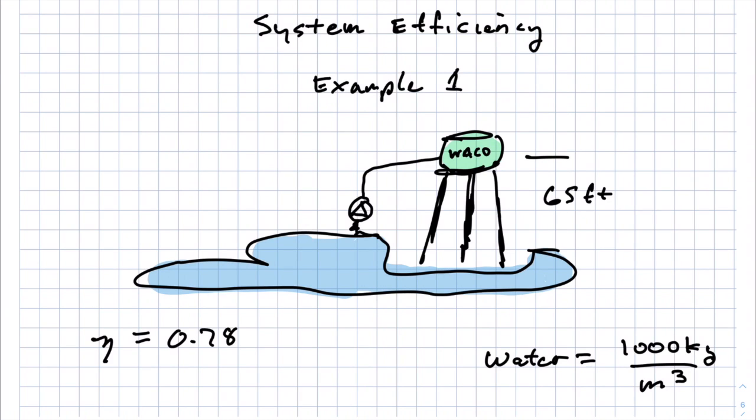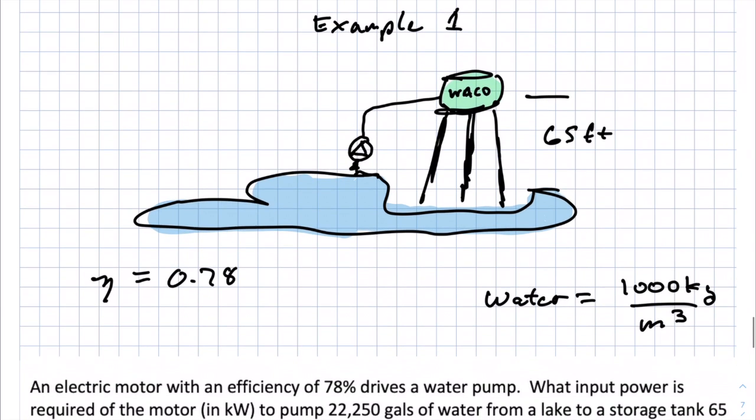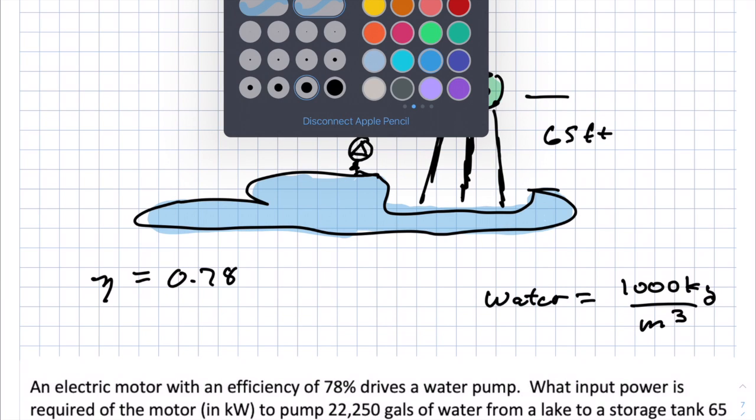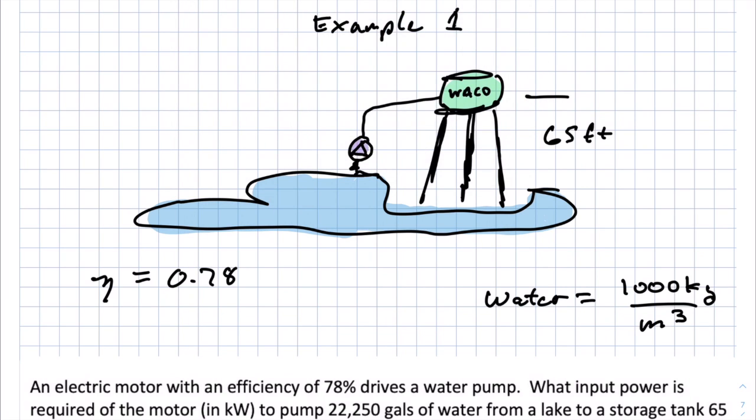Of using the ideas of system efficiency to solve a problem. In this example, we're going to use an electric pump. One advantage of electric motors and pumps is that they're pretty efficient, so we're going to assume an efficiency of 0.78. What we're going to do here is raise 22,250 gallons of water to a storage tank that's 65 feet above the level of the lake, over the course of 4 hours.